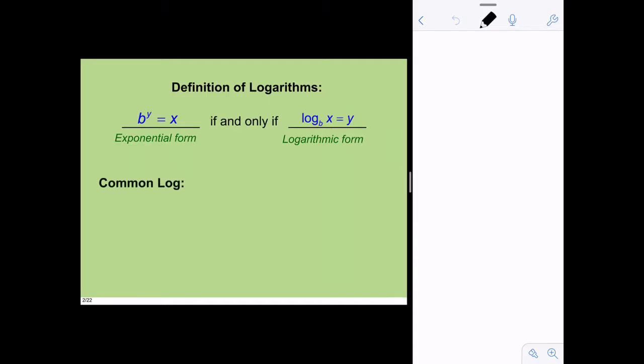Okay, the other thing that we know is we have two special logs. We have the common log, which looks like log m, and that means log base 10 of m. Then we have the natural log, which looks like ln of m, and what that means is log base e of m.